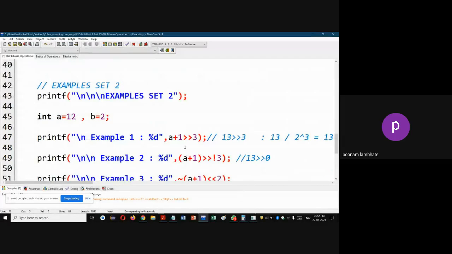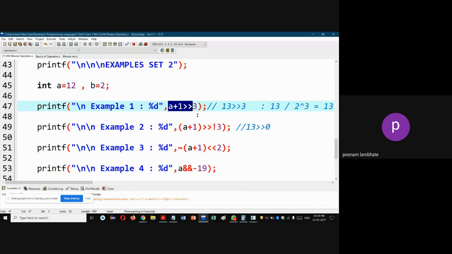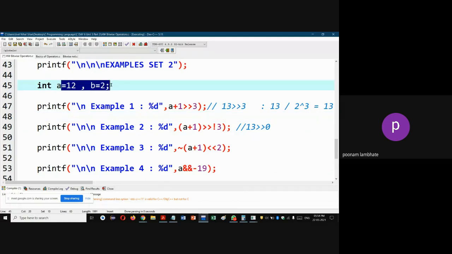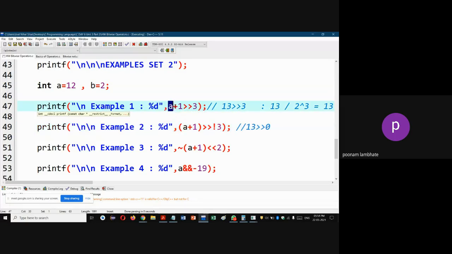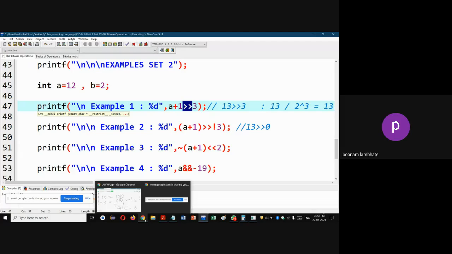Now example set 2, where you have a combination of operations to be performed. Suppose A is 12 and B is 2. You can initialize multiple variables of the same type in a single line. A and B both are integers, and on a single line you can do it by separating them with a comma. Now, A plus 1, right shift 3. So now you have two operators here. Which one will you evaluate first? That is decided by what?